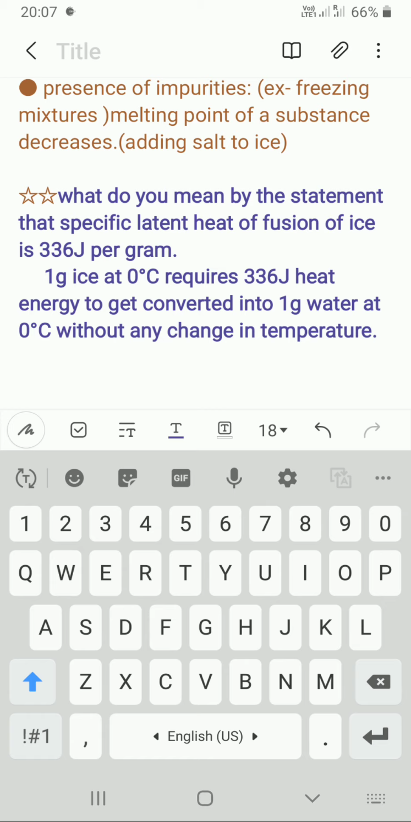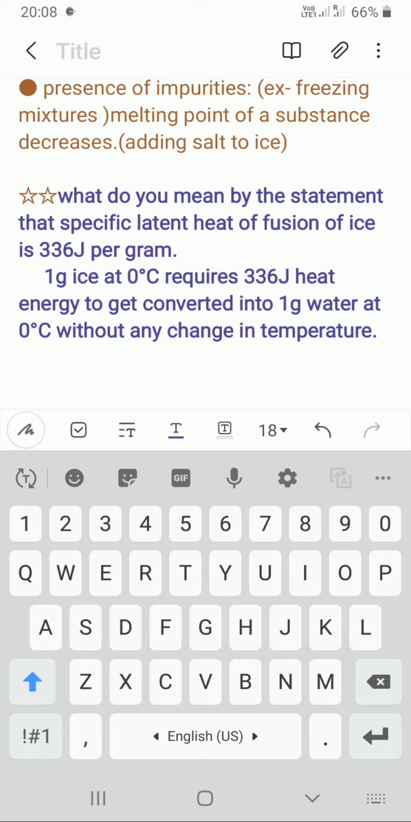Understood? Of ice. Similarly, if I ask you specific latent heat of vaporization of water, then you have to say 1 gram water at 100 degrees Celsius. You have to mention unit mass.